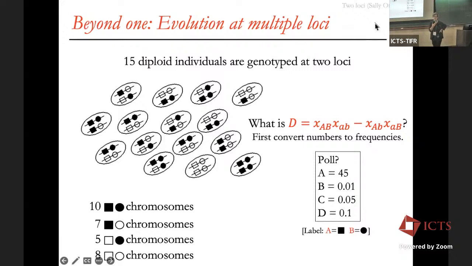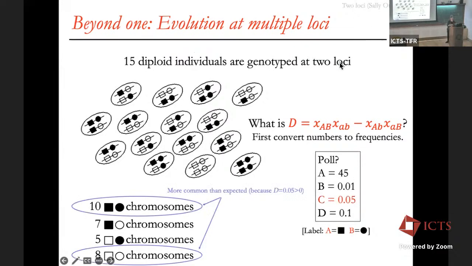Okay. Does somebody want to volunteer their answer? 0.05. That's right. So 0.05, and because that's a positive number, that's telling us that these combinations are more common than we expect. And these combinations are more common or less common? No, it's not just one of them that's more common. If there's a positive disequilibrium, it's saying they're associated, and both of those are more common than the component chromosome frequencies predict. And it's not obvious. I can't just look at that. I have to do the calculations to figure it out.